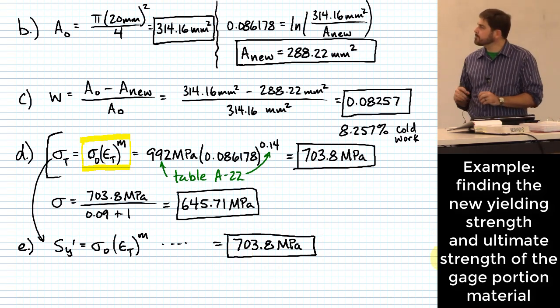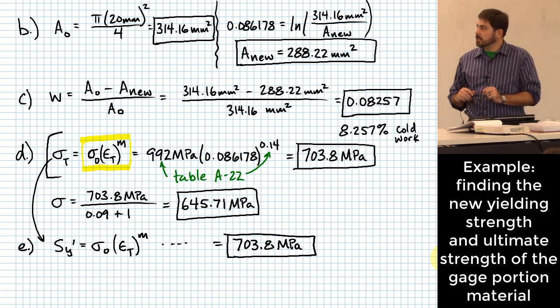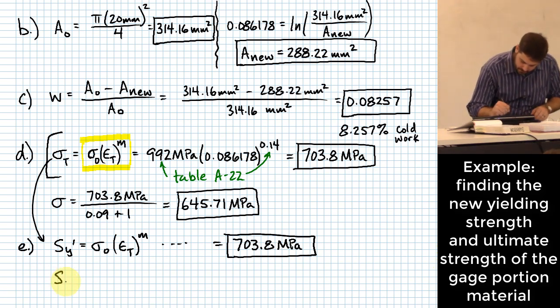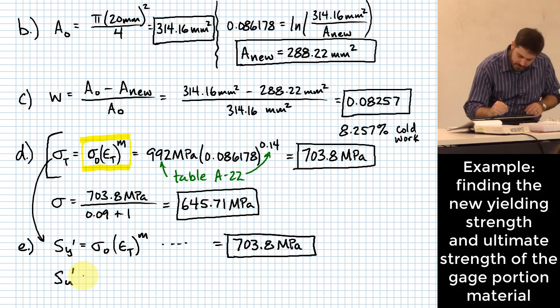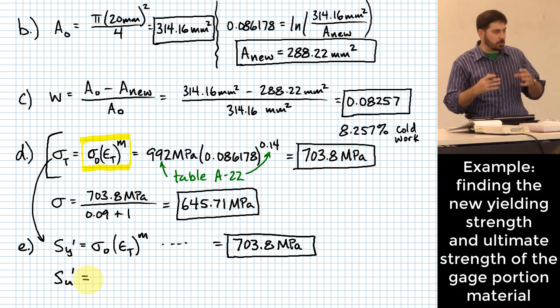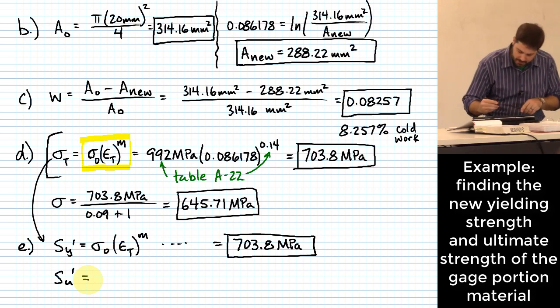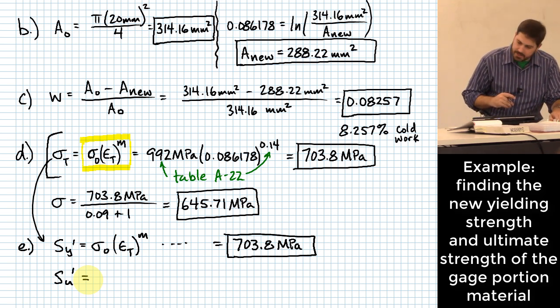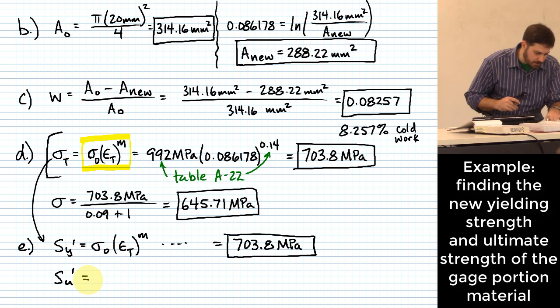Okay? Now, SU prime. This is the new ultimate strength that happens as a result of this cold work that has been done. There's another equation in edition 11. This is equation number 232.